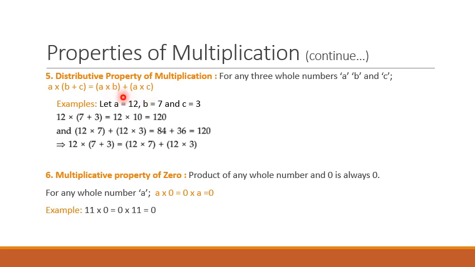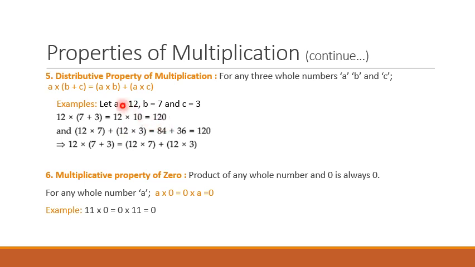Now let's understand this with the help of an example. In this example, I have taken a as 12, b as 7 and c as 3. Now if I consider this side, then I can write 12 multiplied by (7 plus 3). Since here we have a bracket, first solve this bracket. 7 plus 3 gives me 10. So this becomes 12 multiplied by 10, which is equal to 120.